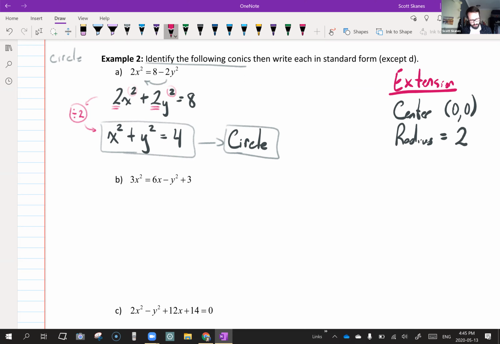Okay, so try B. It should only take you maybe 2 minutes to get this into standard form. Give it a shot. See how far you can get it. I'll come back at 4:47.